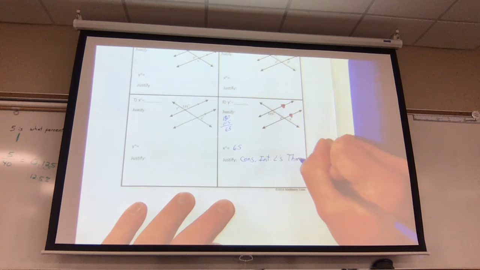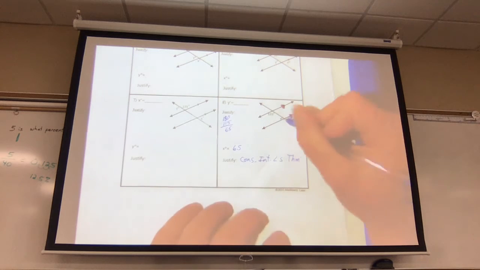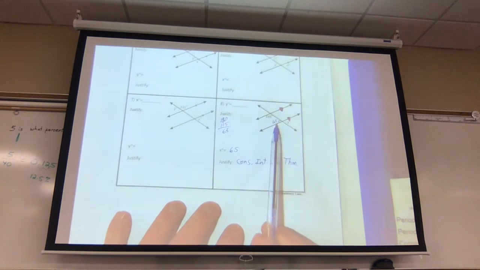And you can do some abbreviating on this if you want to. When you get to the quiz today, you can abbreviate. You don't have to write everything out. So we get x is 65. Now, once x is 65, then I can go ahead and get y very quickly.